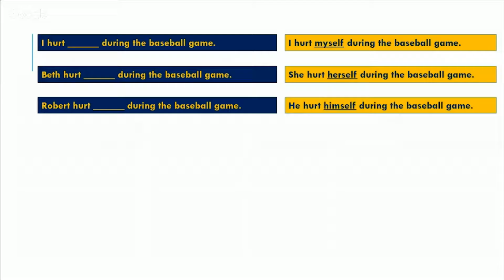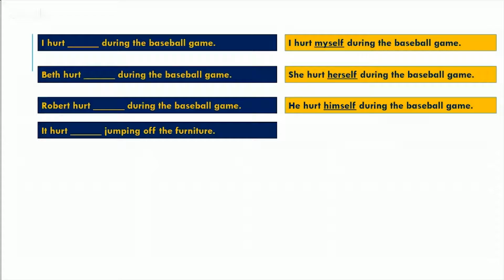Let me see the Robert sentence. All right, so think of Robert. It's a man or a male name. Robert, it's the English version of Roberto, right? So here we have it. Good. Robert hurt himself during the baseball game. And yes, Nereida, good job.